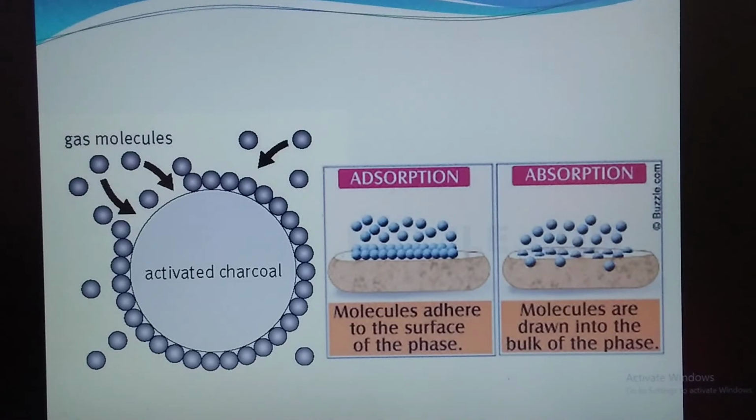Here you can see I have given a charcoal example for you. Already I have given charcoal and silica gel as an example. Like this only they will happen. Molecules are created on the surface of the phase. Molecules drawn into the bulk phase is meant by absorption. This is adsorption.